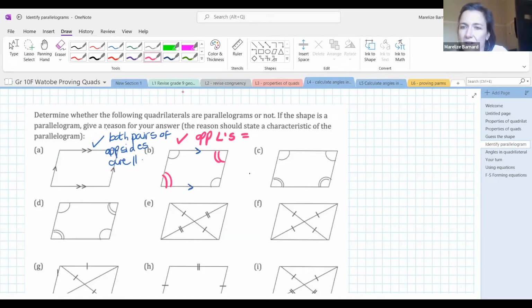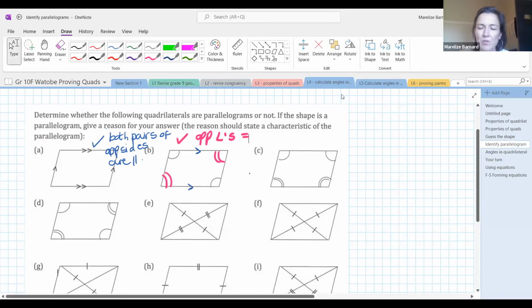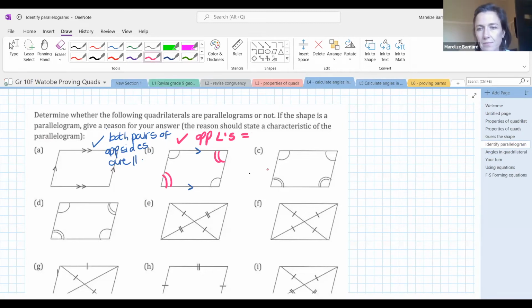Okay, good. Let's go to C. We'll do a few more just so we get the hang of it. C, is this a parallelogram? Look carefully. Yes, that's right. Not a parallelogram. The opposite angles are not equal. Just because these are equal doesn't make it a parallelogram.